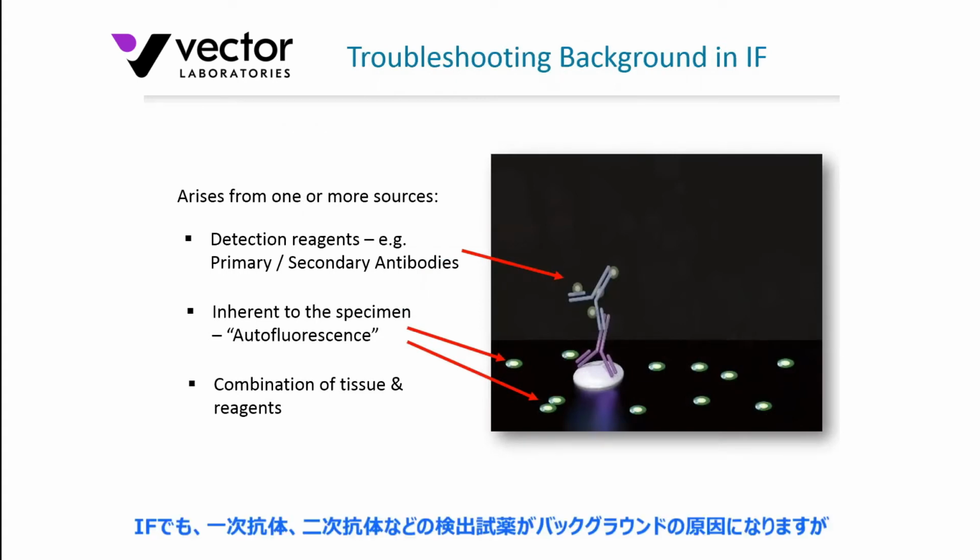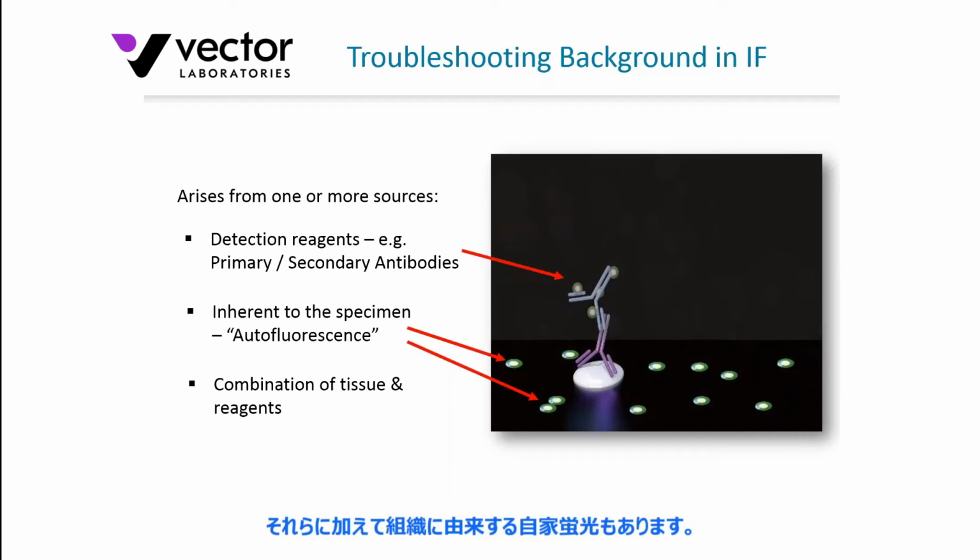Okay, so let's pivot now towards immunofluorescence. Very similar to immunohistochemistry, as you mentioned in that workflow, in a very broad sense, in the series of sequential incubations. And certainly you may encounter background from the detection reagents, the primary or secondary antibodies, or indeed it may be inherent in the tissue specimen, observed as autofluorescence, or a combination of both of those components.